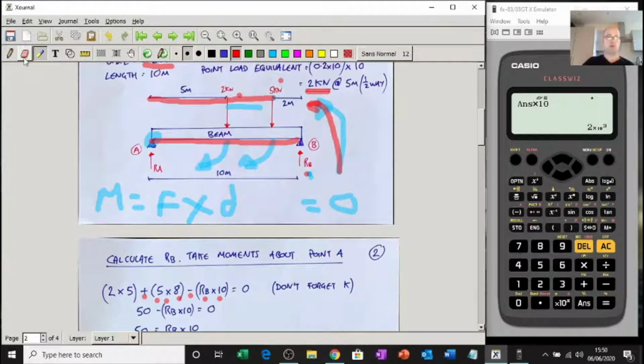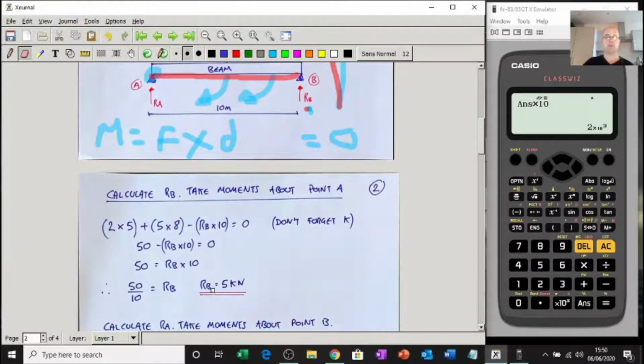So that's the sum of the moments. Don't forget they've all got to add up to 0, that's why I've got a 0 there. Don't forget to put the K in. I've just put the 2 and the 5, there is K behind it. So all I've got to do now is add that and that, the sum of the moments, which you can do if you want to. Don't really need a calculator to do this.